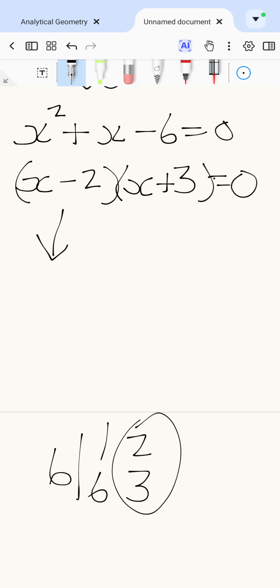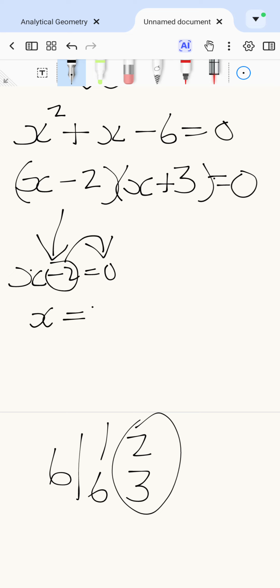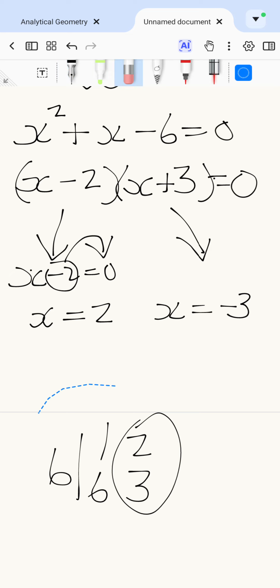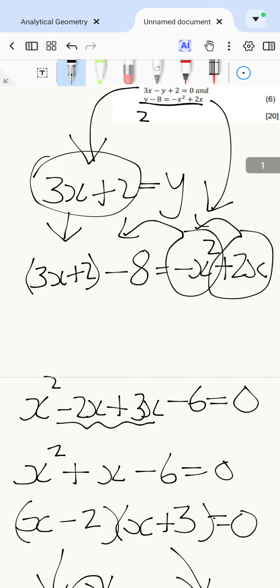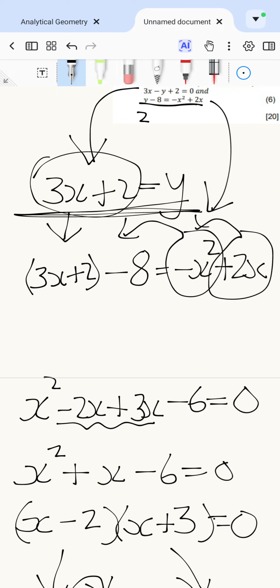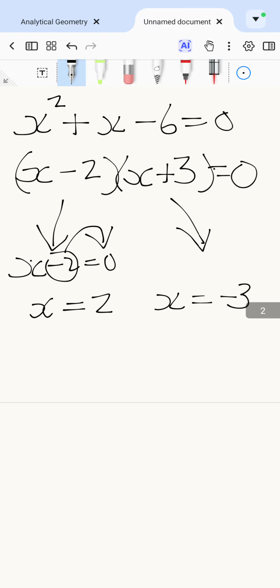So the first one, x minus 2 is equal to 0. Add 2 on both sides, so x is equal to 2. And on the other side, x is equal to minus 3. All right, we are solving simultaneously, so we need corresponding y values. So let's go back quickly. Let's use the equation that we made, this one. And we're saying y is equal to 3x plus 2.